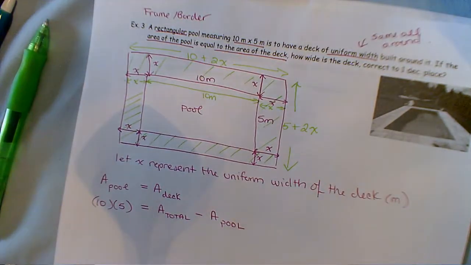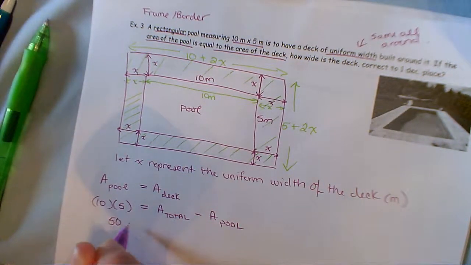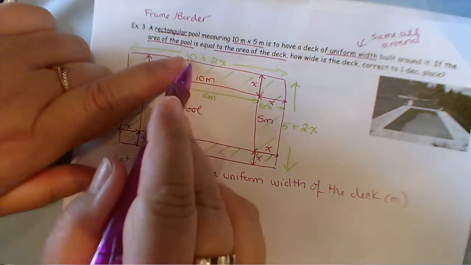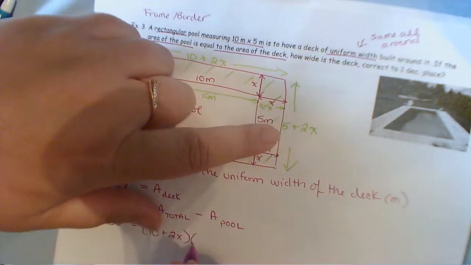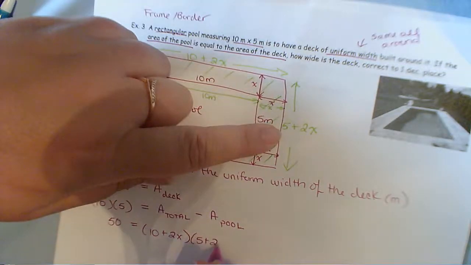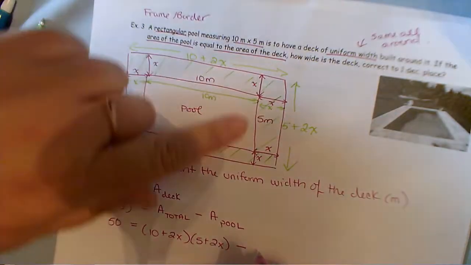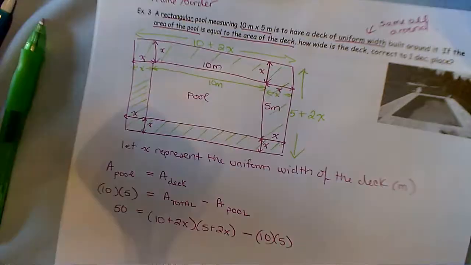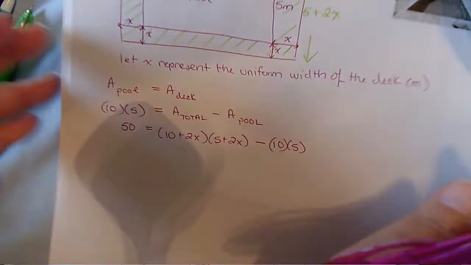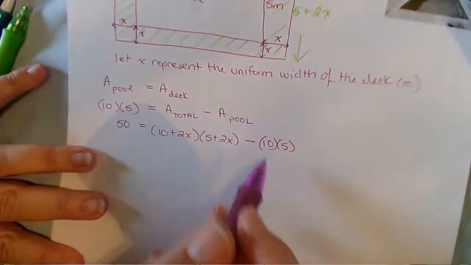Okay, so the whole area, the big rectangle, minus out the inside rectangle. So 10 times 5 is 50. Area total is 10 plus 2x times, right, length times width, 5 plus 2x. So that's the total rectangle, minus out the inside, 10 by 5. And there we go. That starts off our quadratic. So that's how you get a border, a frame, without having to have the inside included.